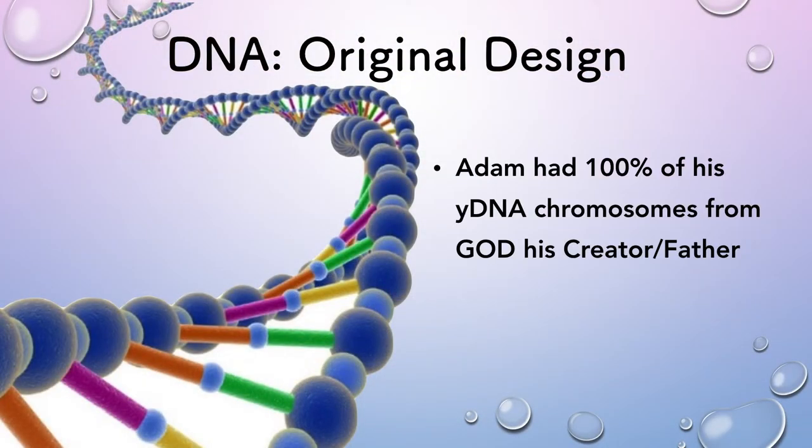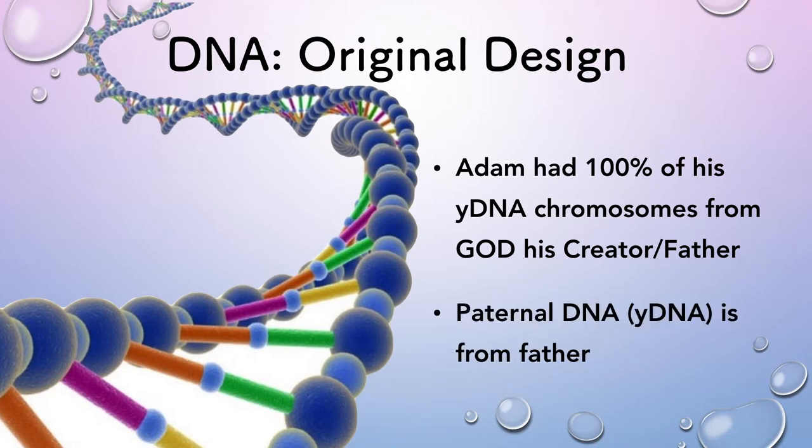But to start off, let's first make the assumption or come to the conclusion that if we believe what we read in the Bible, that there was a first man, that there was a creator, then that man, Adam, got 100% of his Y DNA, his paternal DNA, from God, who was then in quite a literal sense his father. Now this DNA that Adam got was the original design. And when God made that DNA helix, he said, wow, this is very good. It was perfection personified. It literally could not be made better. Adam was perfection.